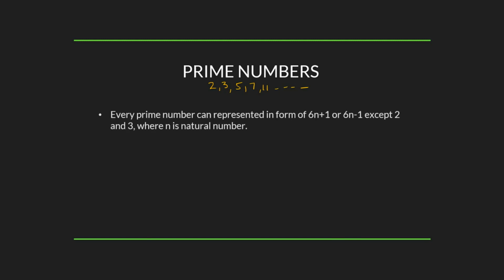Every prime number can be represented in form of 6n plus 1 or 6n minus 1 except 2 and 3 where n is a natural number. For example, 5, which is a prime number, can be represented as 6 into 1 minus 1. 2 and 3 are the only two consecutive natural numbers which are prime too.